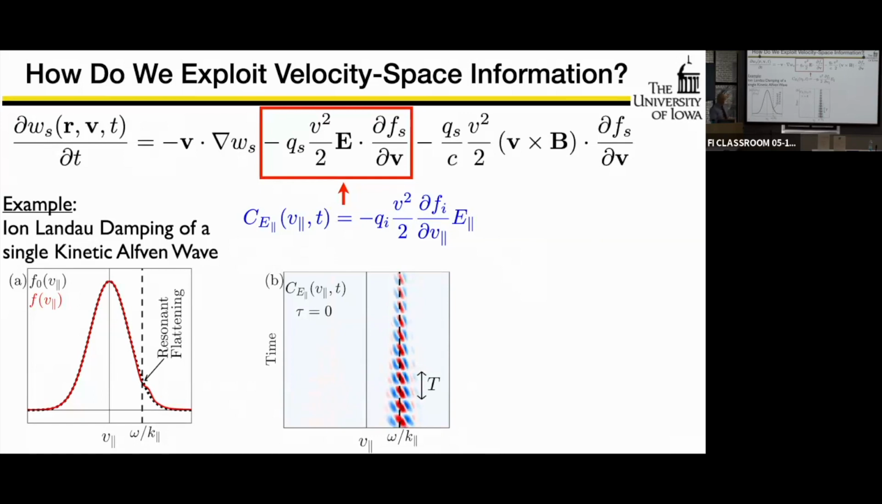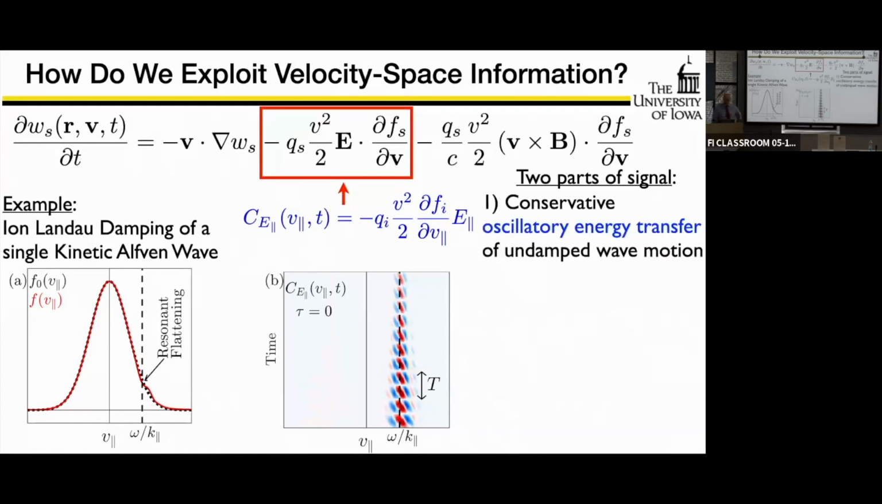Okay. And if I do that, I will get, and this is actually simulation results, I will get a picture that looks something like this. There's sort of oscillation. Red is transferred to the ions, blue is transferred from the ions via the parallel electric field, and you get that. So what is this signal telling me? So it's a bit hard to interpret. Well, there are two parts to the signal. The first part is a conservative transfer of energy between the fields and the particles. And this is just associated with undamped wave motion.